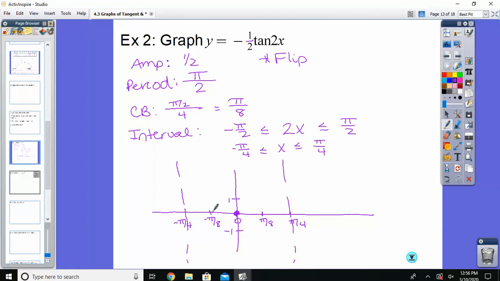Then tangent is increasing. So at the negative pi over 8, you should be at your negative 1/2. And positive pi over 8 is at positive 1/2. And then drawing the curve. Oh, yeah. I wrote flip, but I didn't do that. Thank you. Okay, so that means at negative pi over 8, I'd be at the positive 1/2. At pi over 8, I'd be at the negative. Here we go.